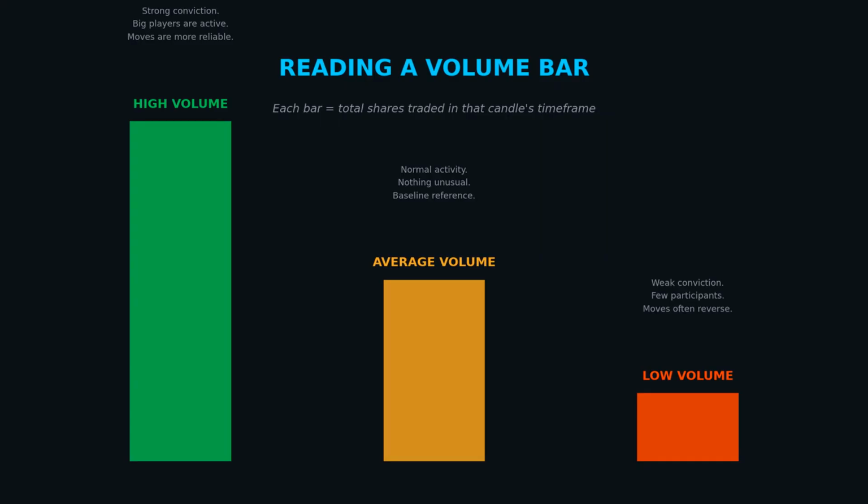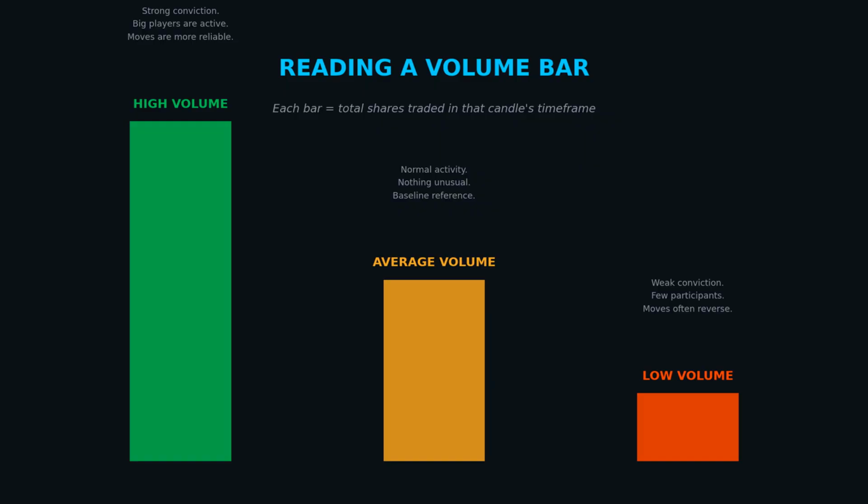But here is what Phase 1 did not tell you. Not all breakouts are real. In fact, a huge percentage of breakouts fail, and the single best filter for separating the real ones from the fake ones is volume. The rule is simple. A breakout on high volume is far more likely to be real. A breakout on low volume is far more likely to fail.